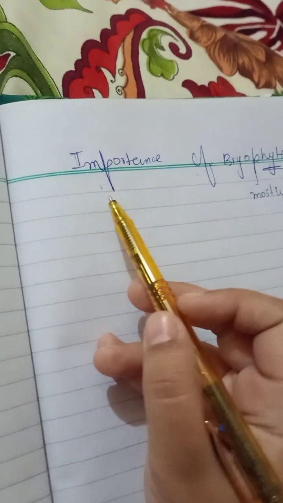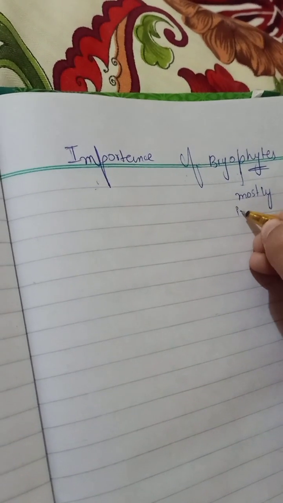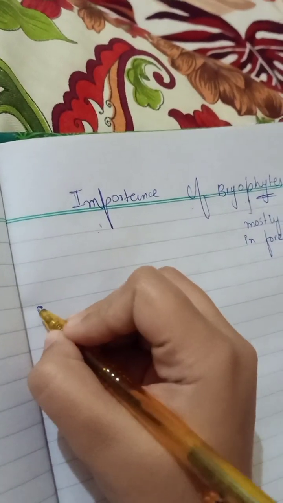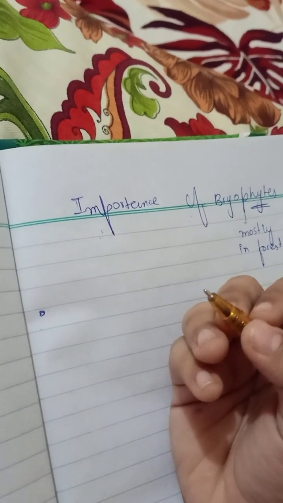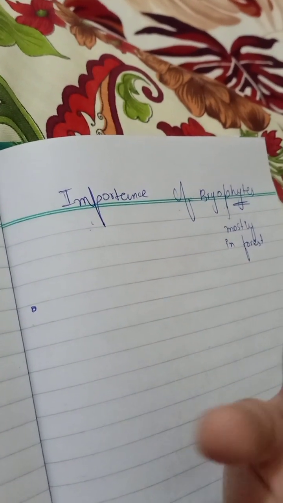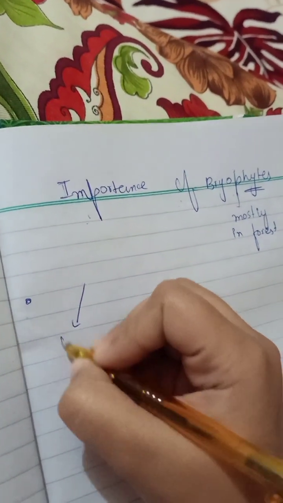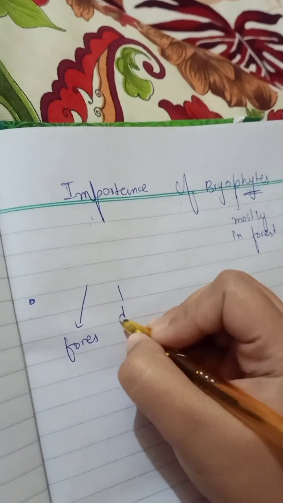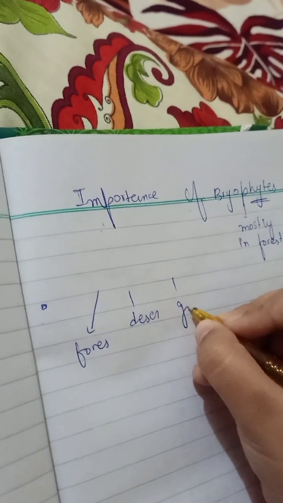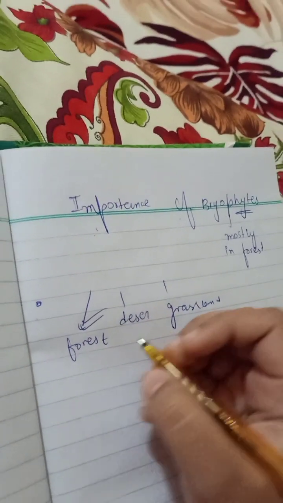Alright, so we are going to discuss the importance of the bryophytes. Bryophytes are non-vascular plants. They live mostly in the forest region, so their development is in the forest ecosystem. What is an ecosystem? An ecosystem is the interaction of the living and the non-living. We have three types of ecosystem: forest ecosystem, desert ecosystem, and grassland ecosystem, and they live in the forest ecosystem.